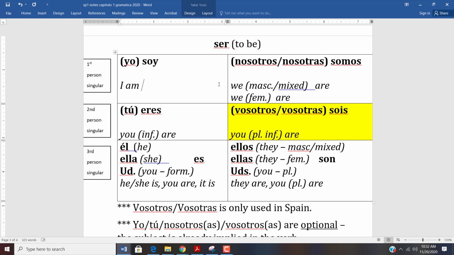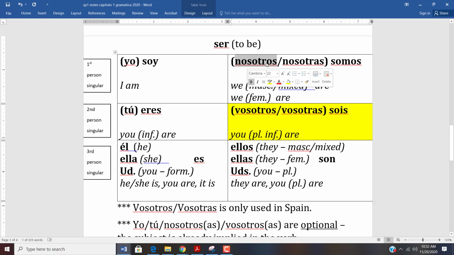So if we don't use subject pronouns, we could use a subject, which would be like a person's name or the name of the noun. So our pronouns are yo for I, tú for you if we're talking to someone informally, él for he, ella for she, usted for you formal, anytime you need to speak politely to someone. We use nosotros and nosotras when we want to say we.